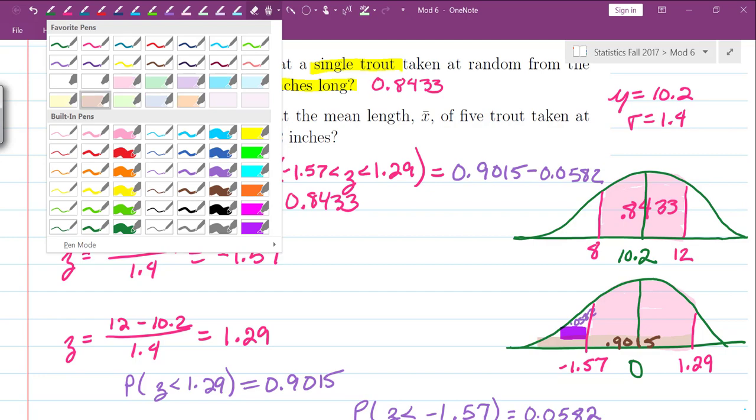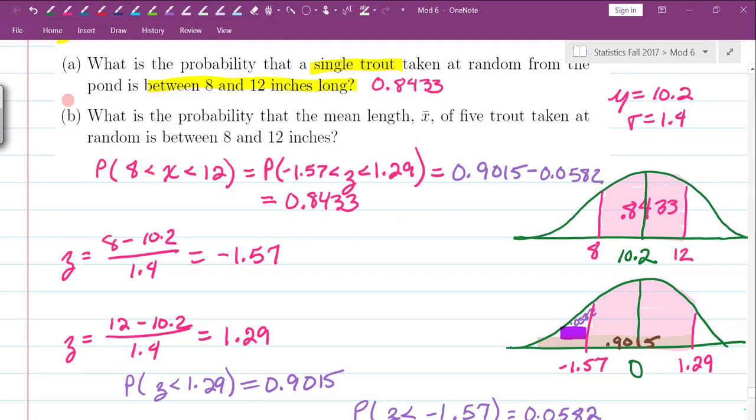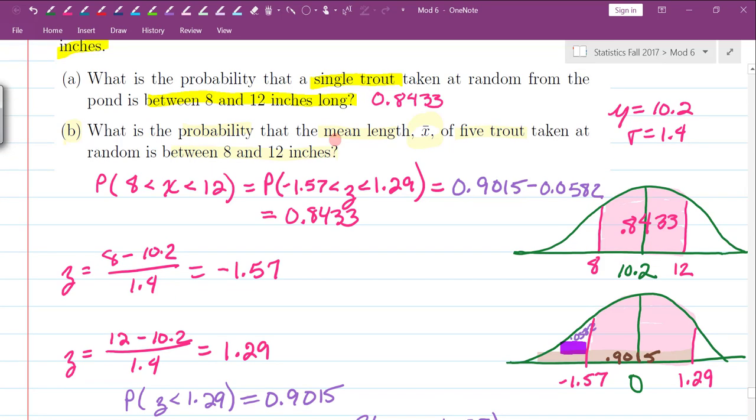part B. It says, what is the probability that the mean length of 5 trouts taken at random is between 8 and 12 inches long? Now notice, on the very first one it says a single trout, just one trout. Now we're looking at 5 trouts. We're going to go fishing. We're going to catch 5 trouts. We're going to measure them. And then we're going to average the 5 measurements together.